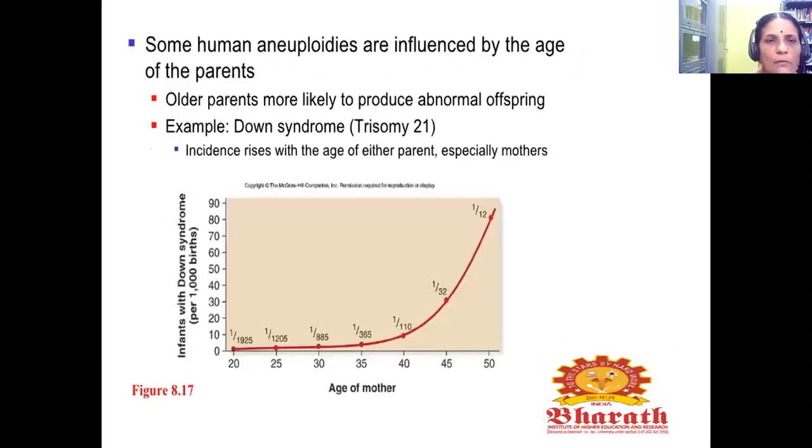Some human aneuploidies are influenced by the age of the parents. Older parents are more likely to produce abnormal offspring. In the case of Down syndrome, trisomy 21, the incidence rises with the age of either parent, especially mothers. As the age of mothers increases, so does the number of infants with Down syndrome per 1,000 births.